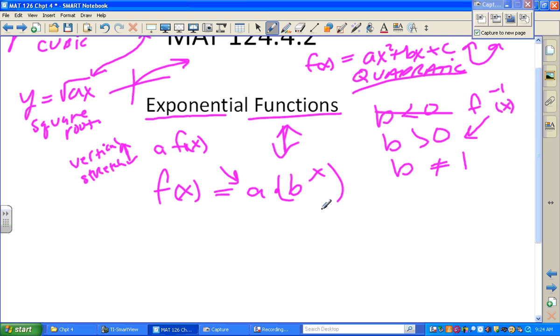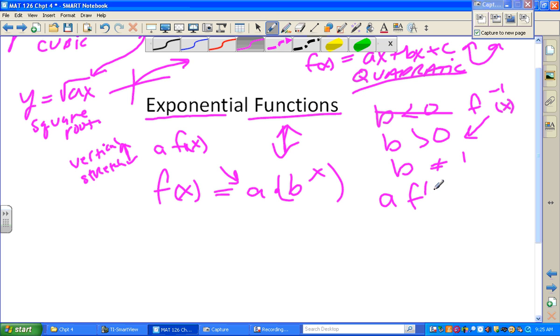B, when it's inside the parentheses, what's B do to our function? A, f, to B to the x. What's B do to a function? Yeah, it's a horizontal stretch or compression. So whenever you have a B or an A, there's going to be a stretch or a compression from your original graph. So this is a horizontal stretch or compression. Same as all other functions.